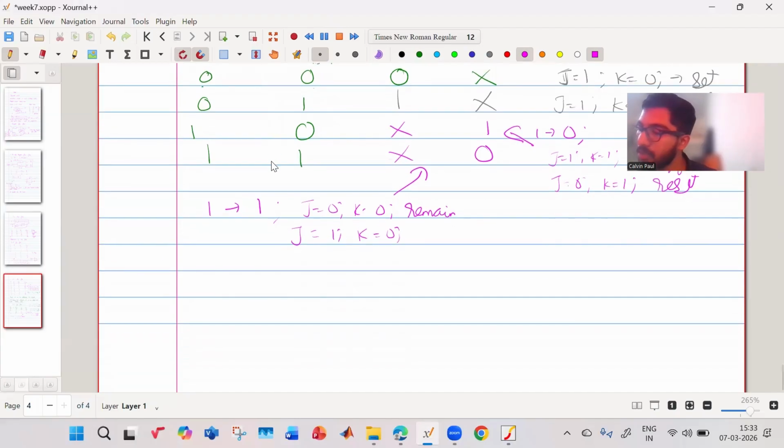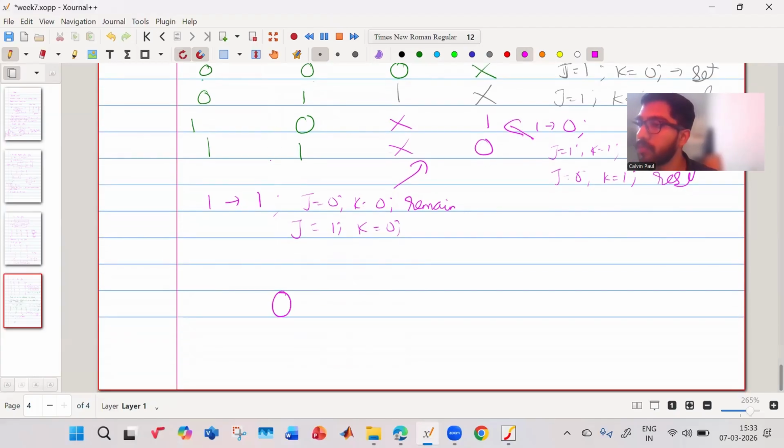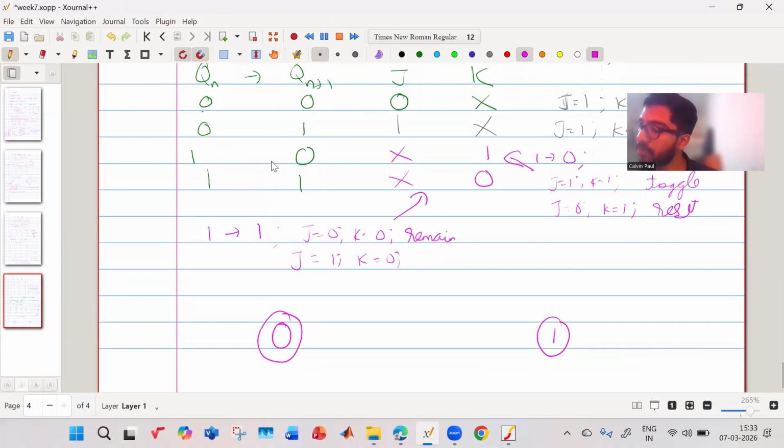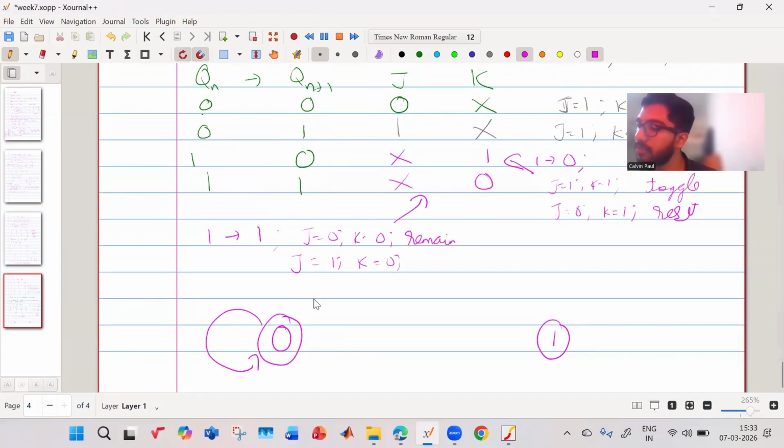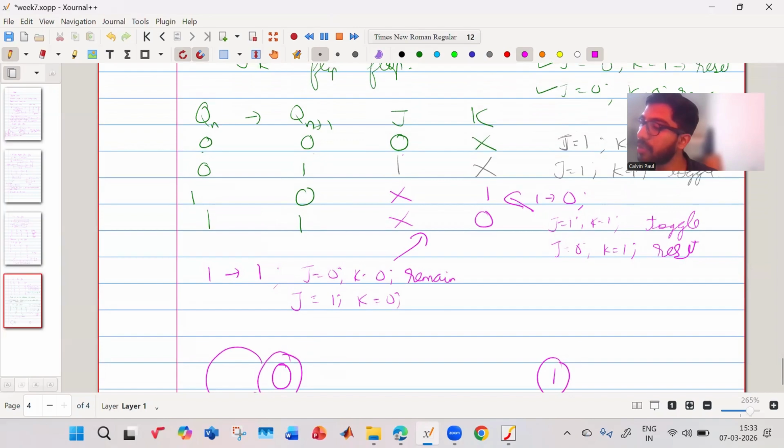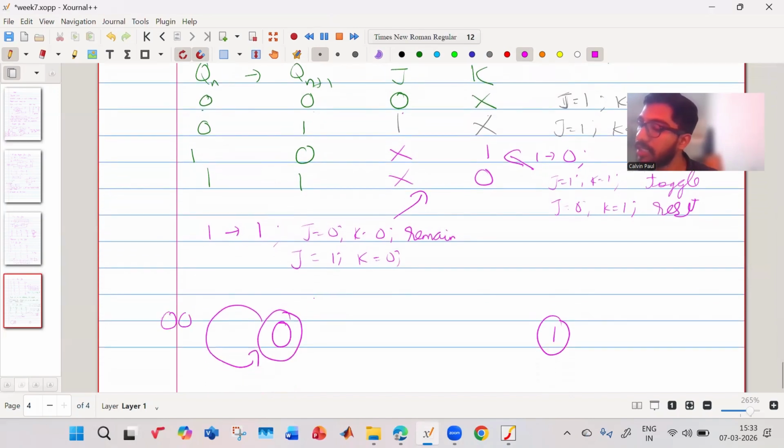So let us think. You have 0 and 1. This means your Q is 0, and this means your Q is 1. Now if I want to go from 0 and come back to 0, what could be the possibilities? J could be 0, K is 0, or J could be 0, K is 1. So we could have the conditions J K as 0 0 and 0 1.